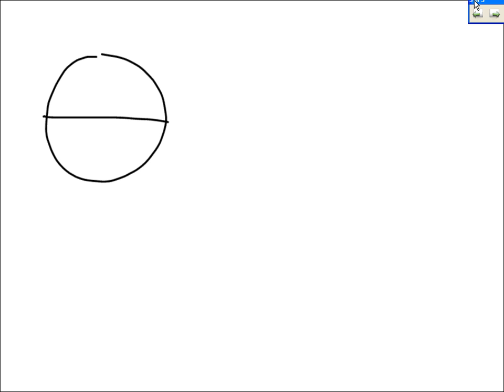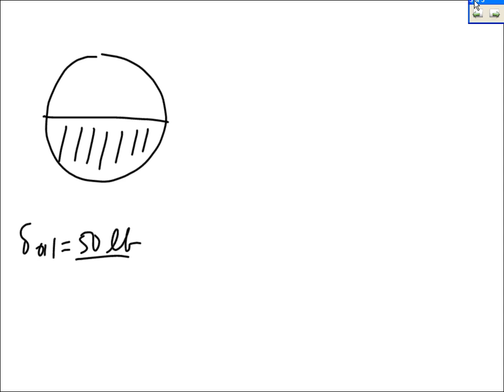It's cut in half. This is filled with oil, halfway full. The density of the oil is 50 pounds per cubic foot. Now, we want to pump the bottom out the top. Want to pump it out at that top.